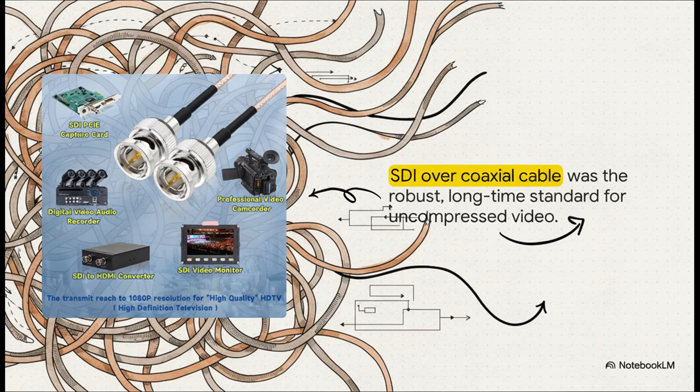And look, it's robust, it's reliable for carrying uncompressed video. But its biggest weakness? It's a one-way, point-to-point connection. One cable carries one signal. In a big studio with hundreds of sources and destinations, well, you end up with a giant, inflexible, and very expensive spaghetti monster of copper wiring.